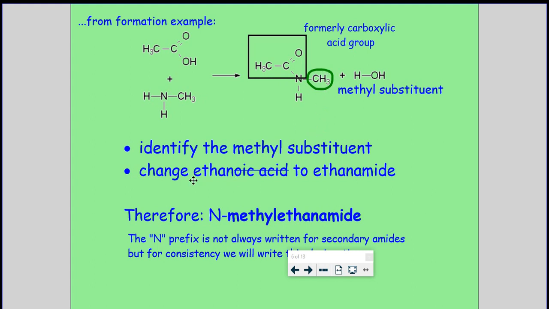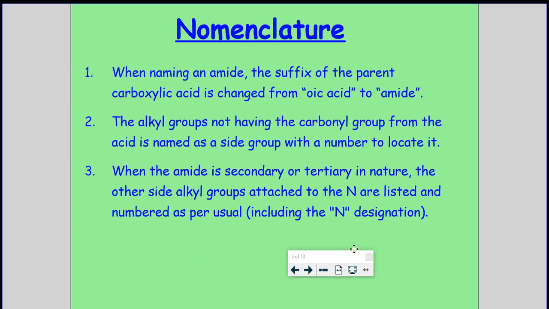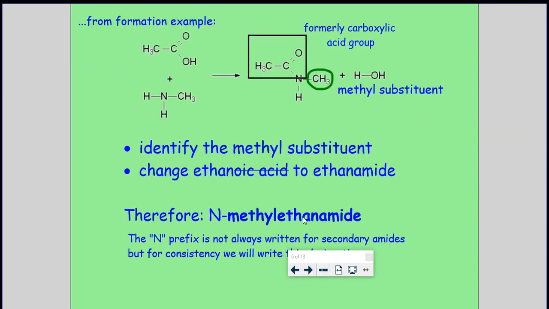So to name this, I know I kind of glossed over that second point over here, but we're going to get to an example right now. From ethanoic acid, we take out oic acid and add amide. So that's this portion right here, ethanamide. Then adding your N designation, we see that this alkyl substituent is methyl, and the methyl is attached to nitrogen. So we say N for the locant or the N designation, N-methyl ethanamide.